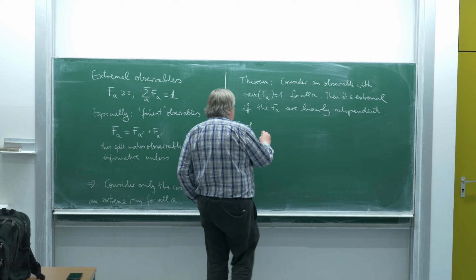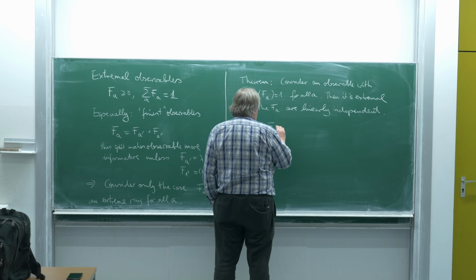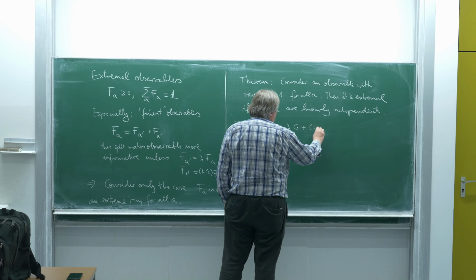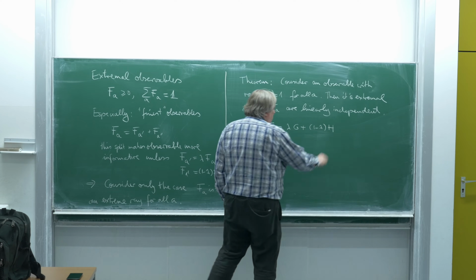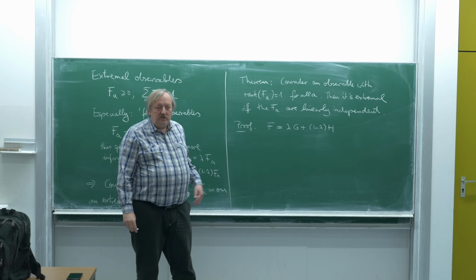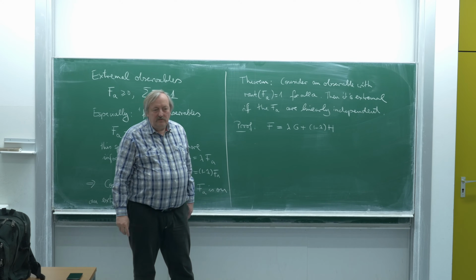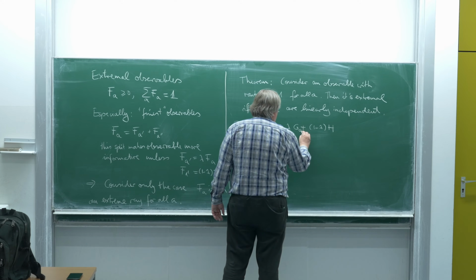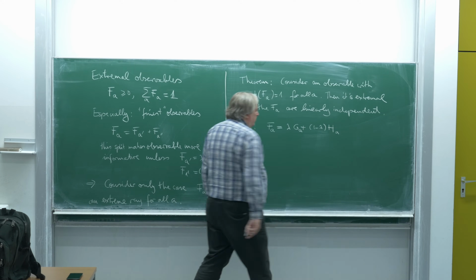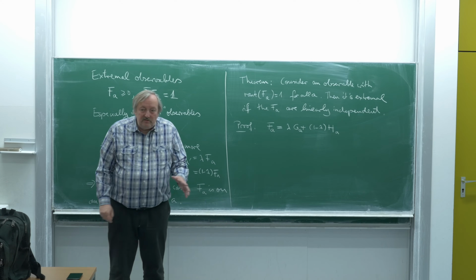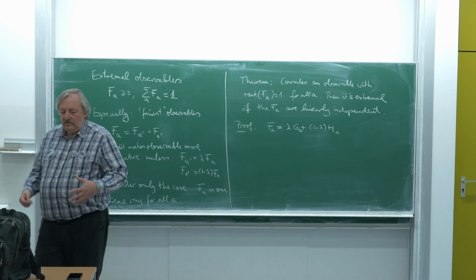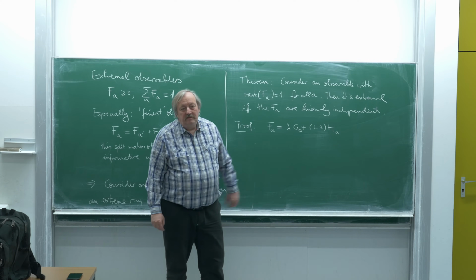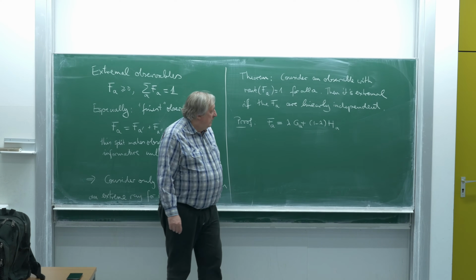So suppose that f is lambda g plus 1 minus lambda h, let's say. Which just means, written as an equation for observables, that this is true for every element. Right? But the lambdas don't depend on A, right? So you do the mixing before you get the outcome. That's one way to say it.